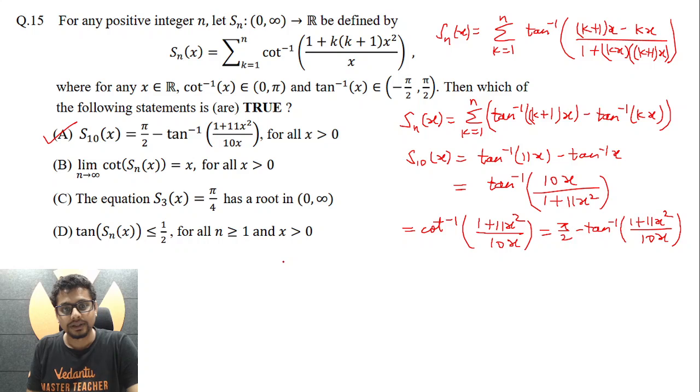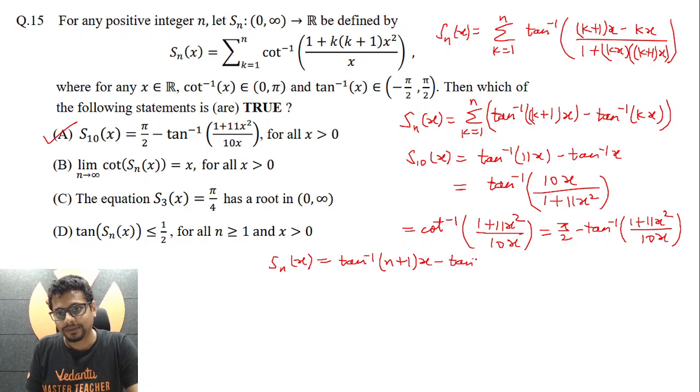Let's explore. So here, S_n(x) essentially turns out to be, if you see carefully, as you do the summation from k equal to 1 to n, tan inverse (n plus 1)x minus tan inverse x. It's a telescopic series, very easy to comment upon. So this you can very easily get.